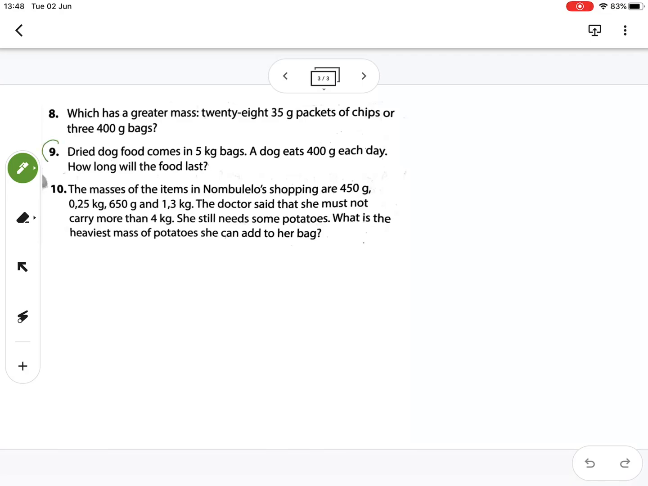And maybe just last one here at 9. In a 5 kilogram bag, you want to divide it into 400 gram scoops and see how long it will last. So what you're going to do is 5 kilograms divided by 400 grams. But again, that doesn't look lekker. It doesn't work that well. So I'm going to say 5 kilograms is 5,000 grams. And if I divide that by 400, it will work out.